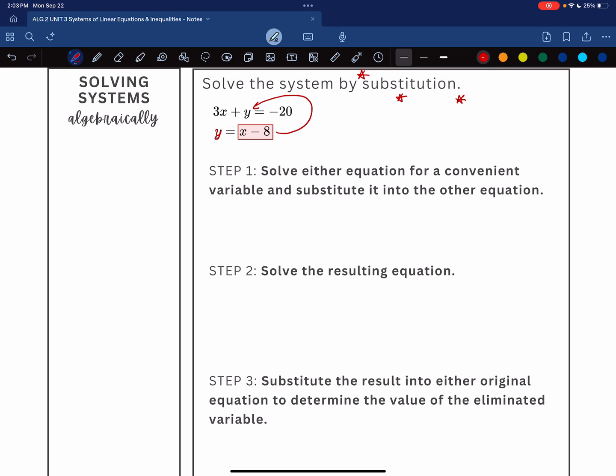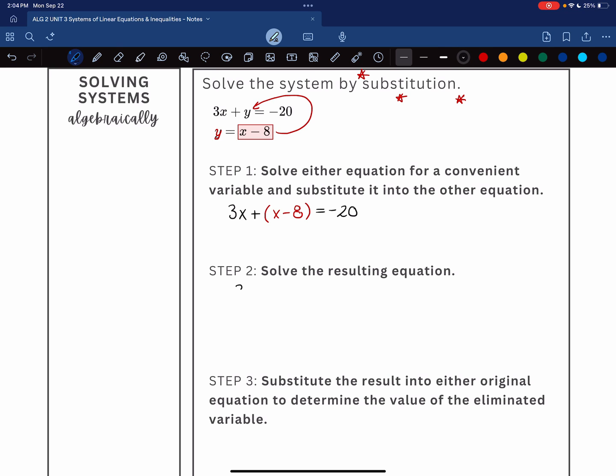So let's go ahead and show that here. That would be to have your original equation, which is 3x plus, but now the substituted value, which we'll always put in parentheses whenever you're substituting, and what it equals. That is step number 1. Then you're going to solve that resulting equation.